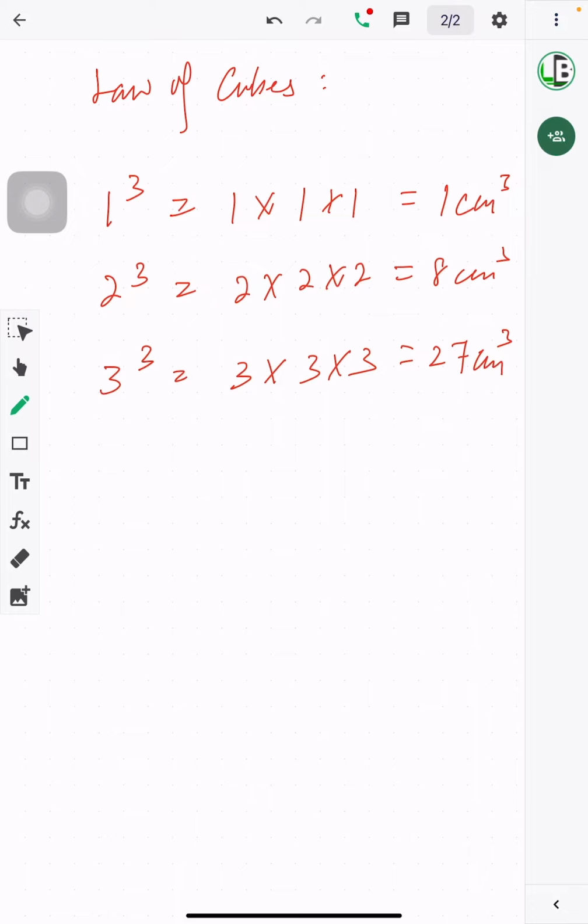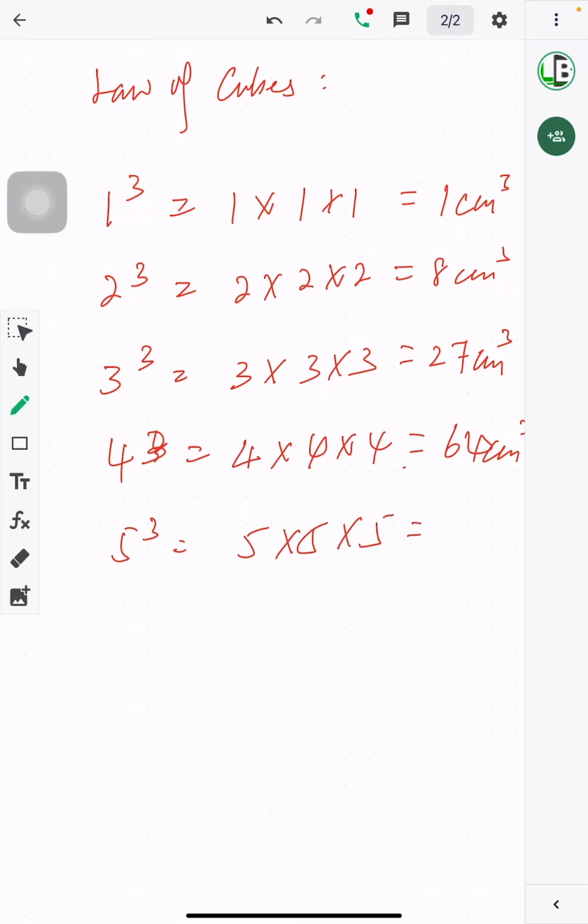Cube here, volume here. Then 4 cm cube, you get 4 times 4 times 4, and you will have 64 cm cube. Then 5 will be 5 times 5 times 5, and therefore you have 125 cm cube. And so on and so forth. So this is the law of cube.